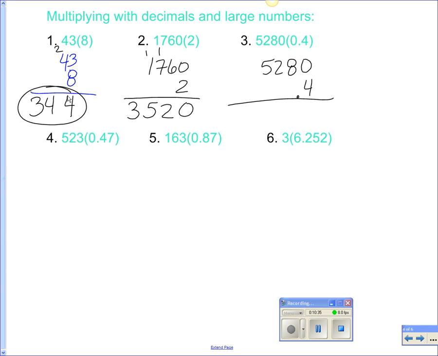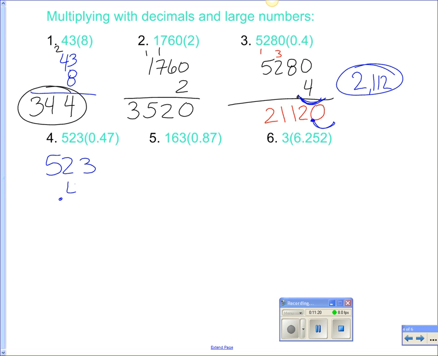0 times 4 is 8 times 4. So I put my 3 up here. 2 times 4 plus 3. And 5 times 4 plus the 1. Now, you had one decimal place in your problem. So you have to put one decimal place in your answer. That's really important. So your answer is going to be 2,112. You have to put the decimal back in your answer. Okay.